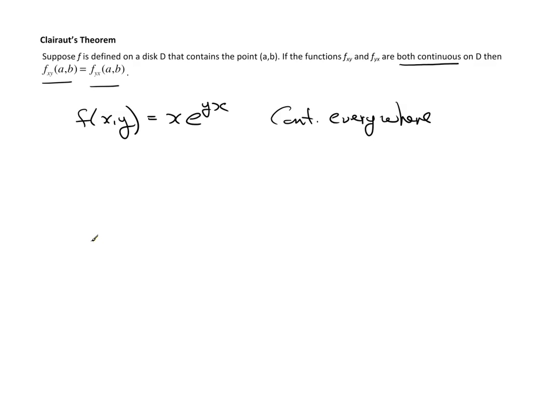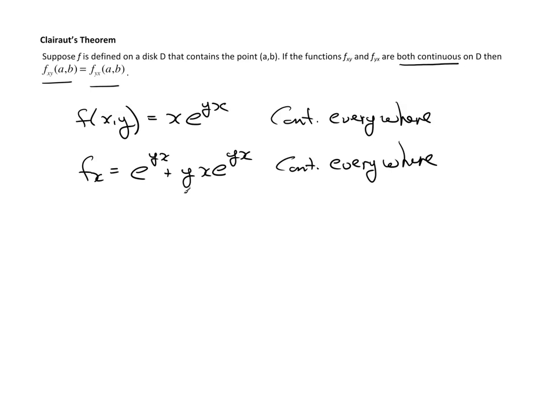And then the partial derivatives: f_x was e^(yx) plus yx e^(yx), and you may or may not have factored that out, but that's okay. There it is. And you notice this is continuous everywhere. So if it's continuous everywhere, clearly it's going to be continuous in any disk D about the point (a, b).